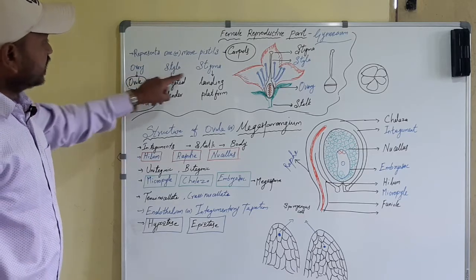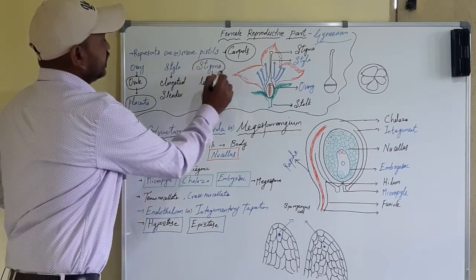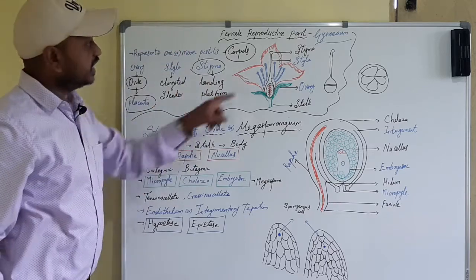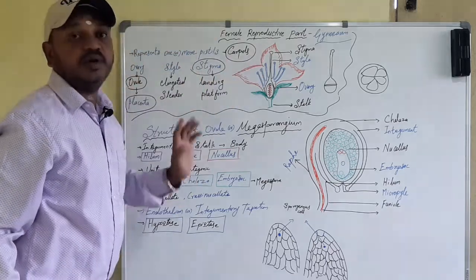Okay. Next, stigma. Stigma serves as a landing platform for pollen grains.